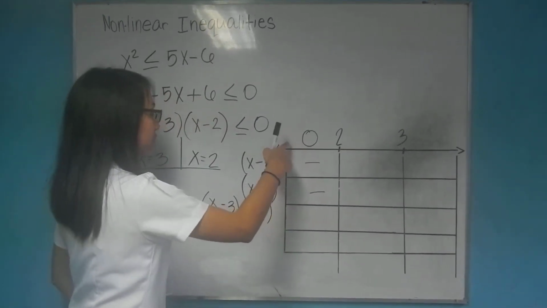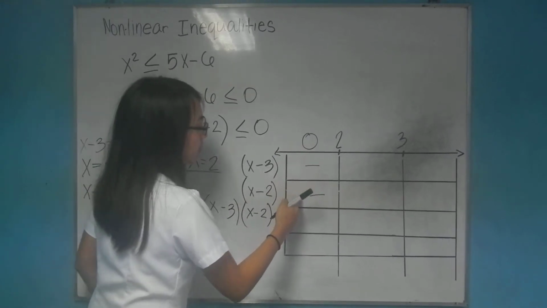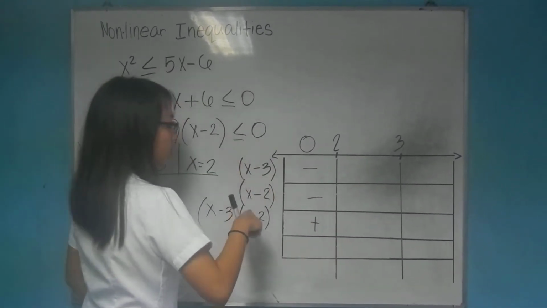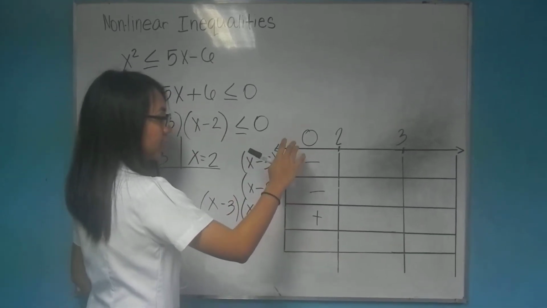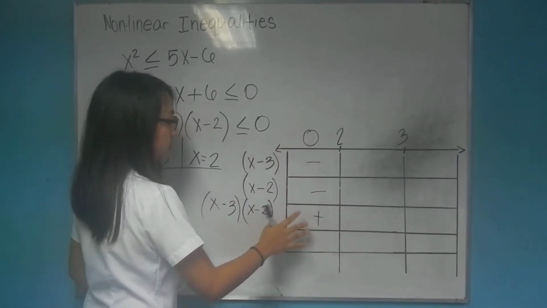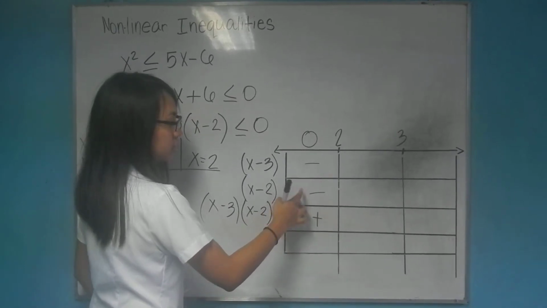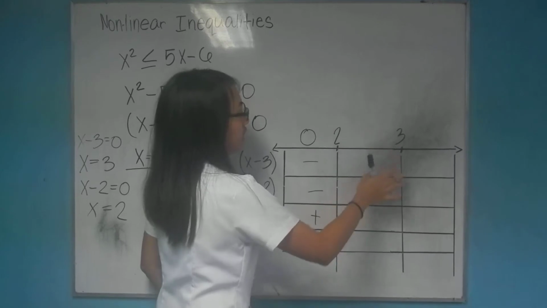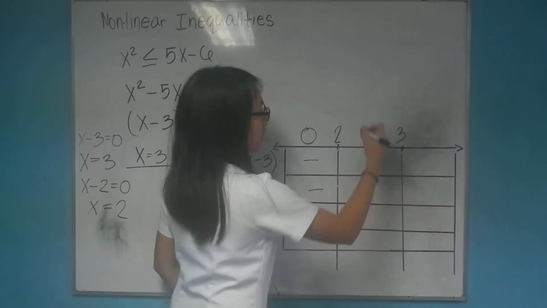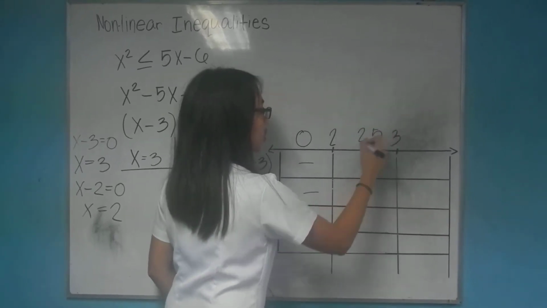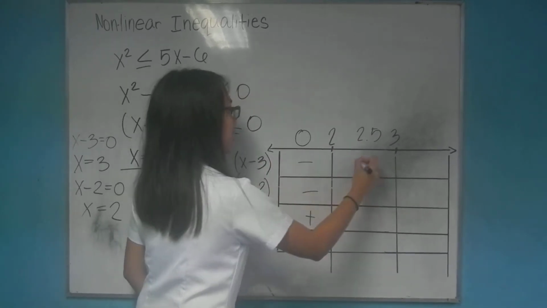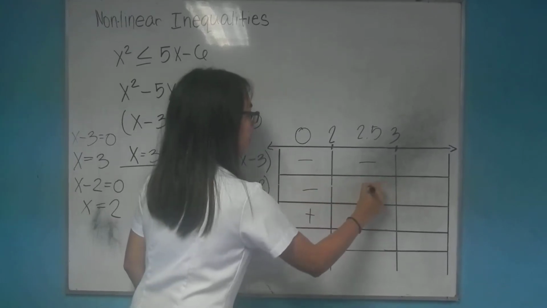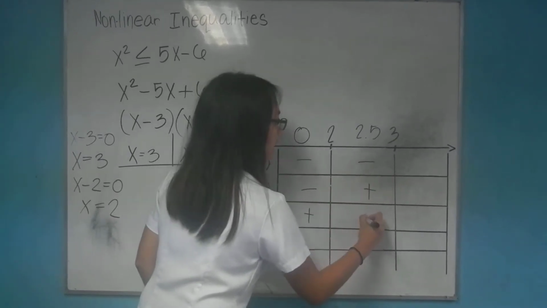Then when we have a negative and a negative number, it is understood that negative times negative is equal to positive. Always make sure that when you multiply the first two numbers, it would be equal to a negative or positive number. It depends on what number it is. So for 2 and 3, a number in the middle of 2 and 3 would be 2.5. When we substitute 2.5 into x minus 3, it is a negative number. 2.5 into x minus 2 would be a positive number. Negative times positive is negative.